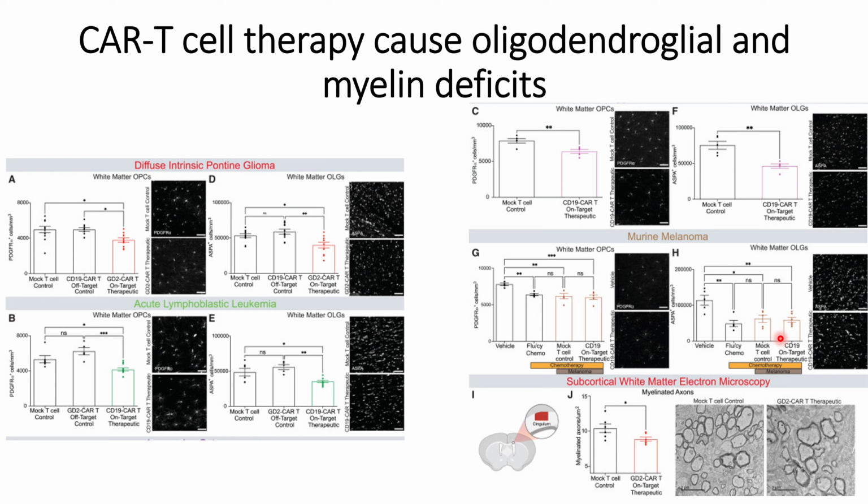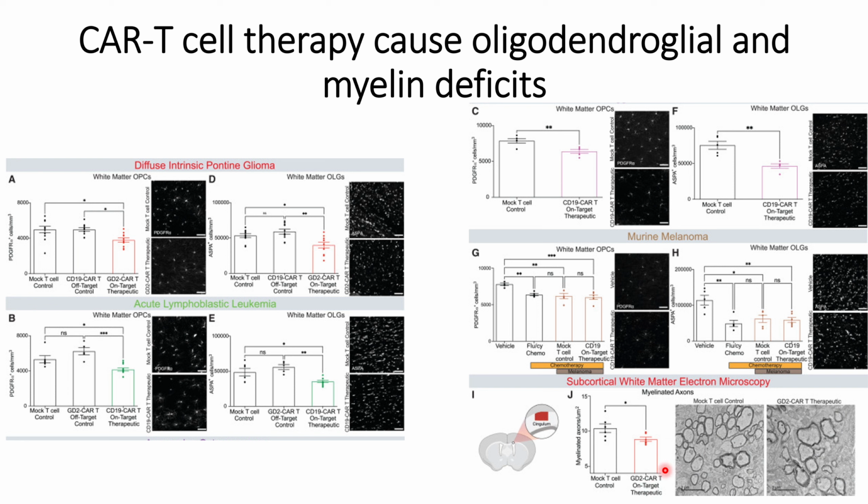Now they hypothesize that the decrease in oligodendroglial precursor cells might be because of a myelin defect. So they took transmission electron microscope images of myelinated axons in the mock T cells and the GD2 CAR T cell therapeutic approach in diffuse intrinsic pontine glioma, and they can see a decrease in the myelinated axons: in the mock T cells it is high, but for the GD2 CAR T on-target therapeutic approach it is low.